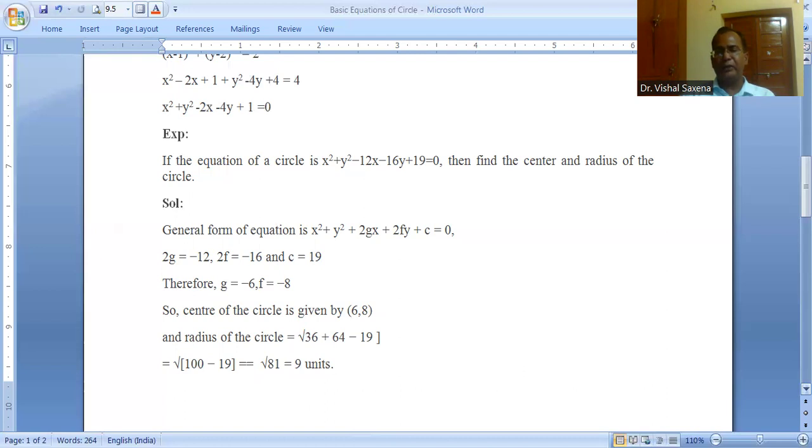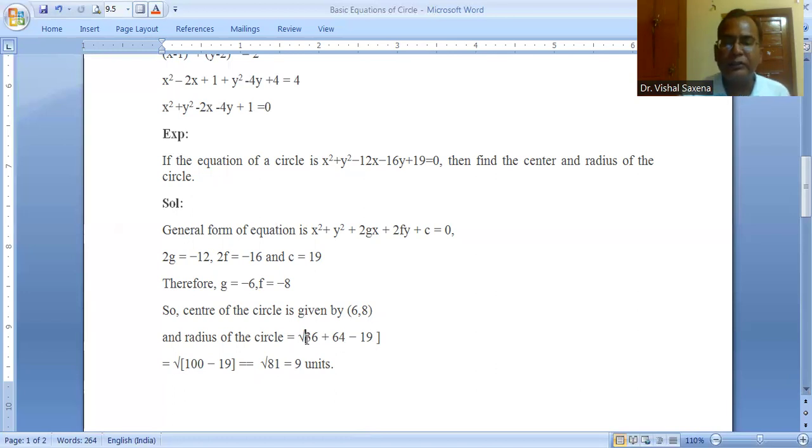As we already know that in the general form of equation of circle, the center is given by (minus g, minus f). Minus g comma minus f is the center in the general form. So therefore, here minus g is positive 6 and minus f is positive 8. So (6, 8) is the center of this given circle, and the radius of circle is given by root of g square plus f square minus c. So that is, g square means 36, plus f square is 64, and minus c means minus 19.